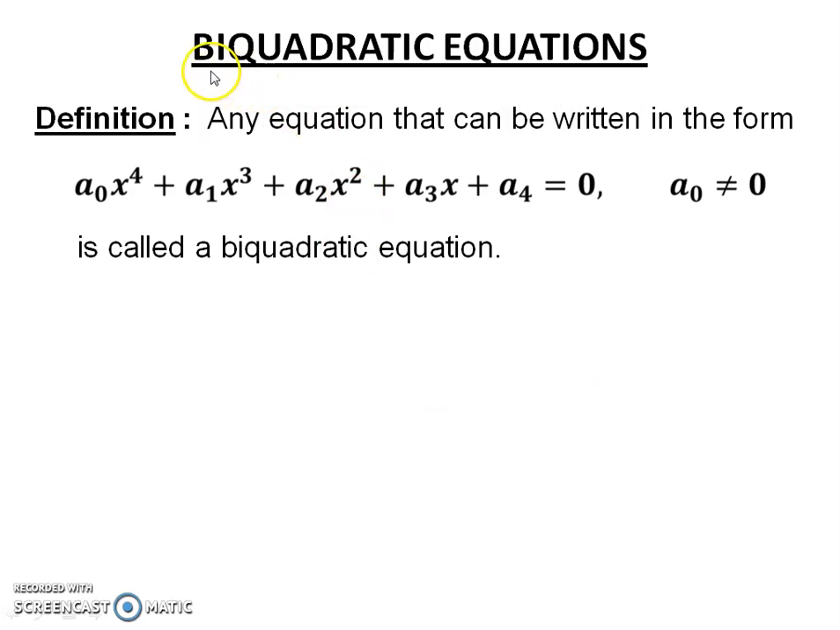Let's start by defining a biquadratic equation. Any equation that can be written in the form a0 x raised to power 4 plus a1 x cube plus a2 x square plus a3 x plus a4 equal to 0, where a0 is non-zero, is called a biquadratic equation.